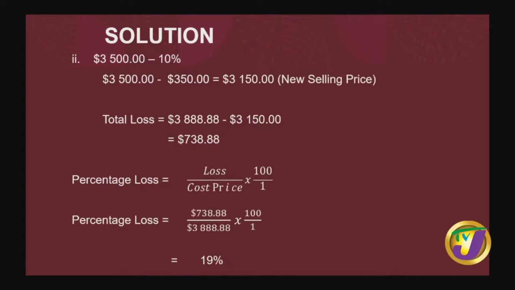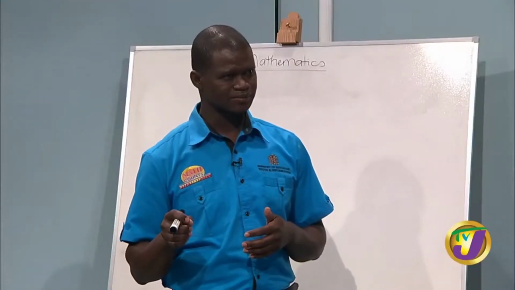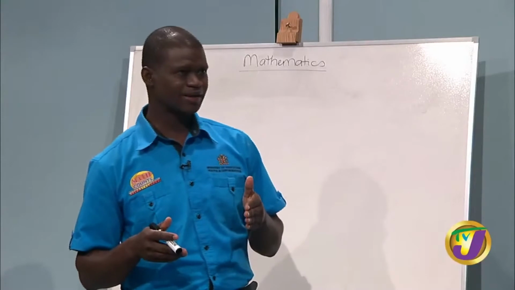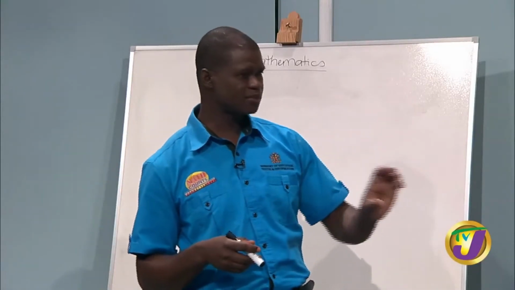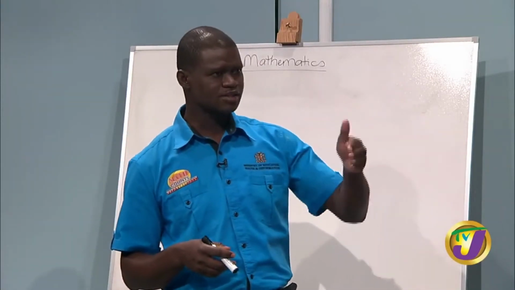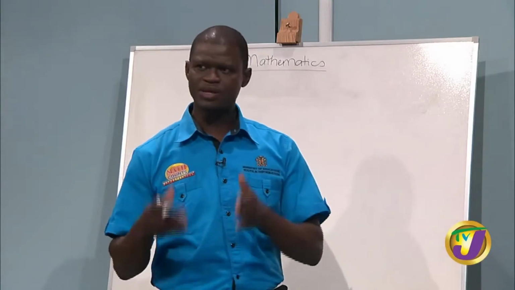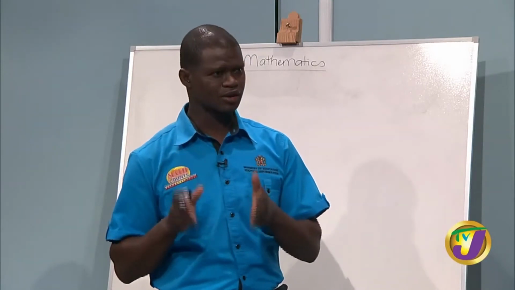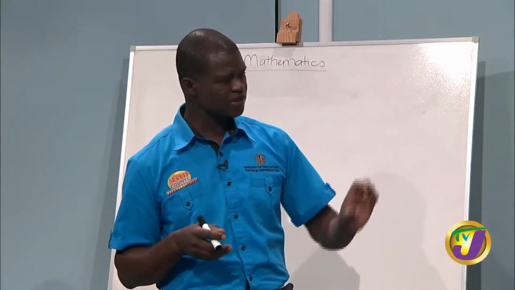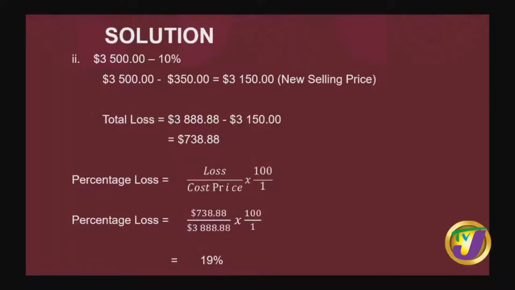So again, we see in the calculation, although in the question the selling price was given, in our calculation we cannot use our selling price, because the loss that you would have incurred would be on your cost price and not on your selling price. So that is why we divided the loss by the cost price, right?